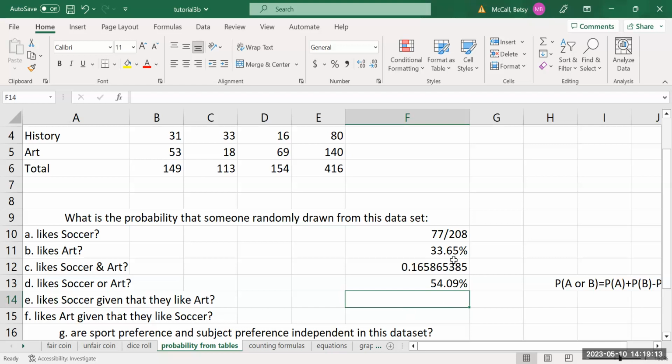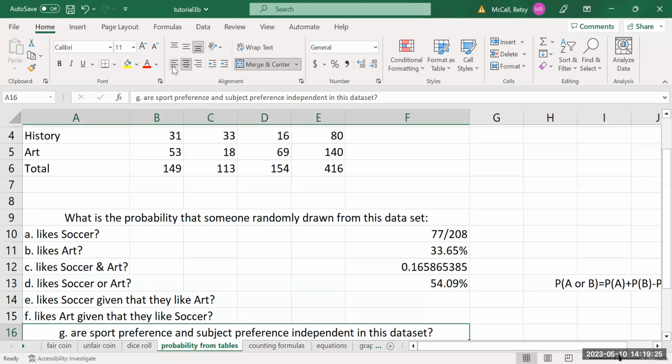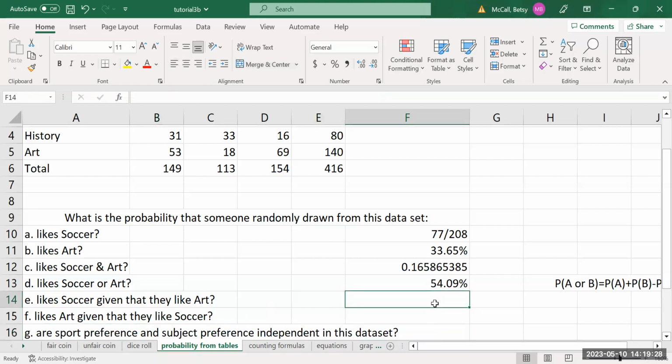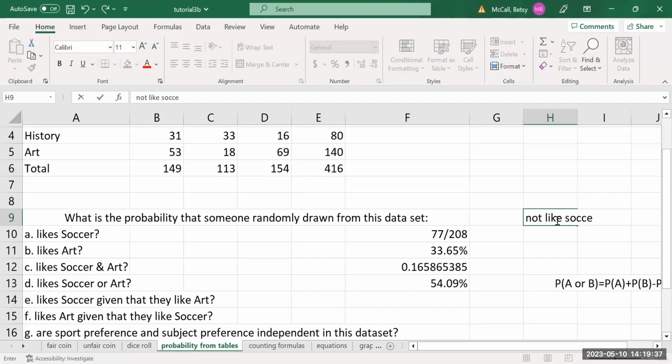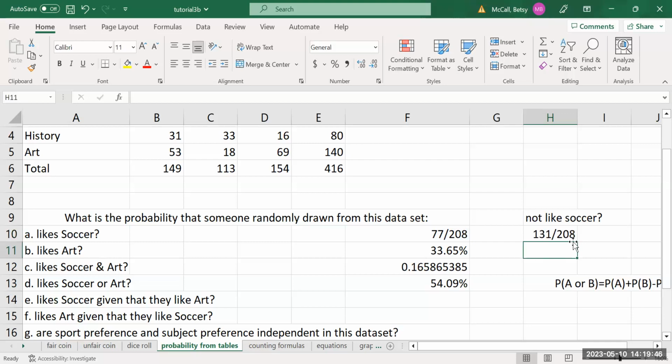We could insert here, I suppose, the complement rule. What is the probability that someone doesn't like soccer? That's certainly a possibility. If they don't like soccer, then you're simply going to do the complement of liking soccer. So 1 minus the probability that they do like soccer. And again, notice it copied that formatting over. So you don't have to count up all the people in the table that don't like soccer.